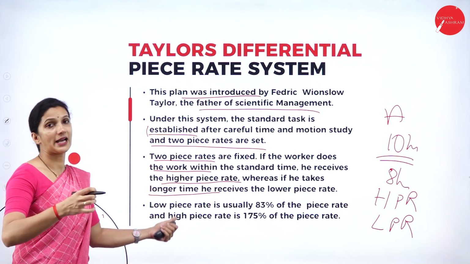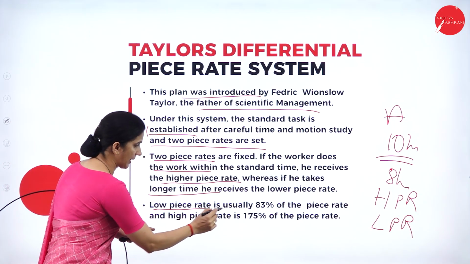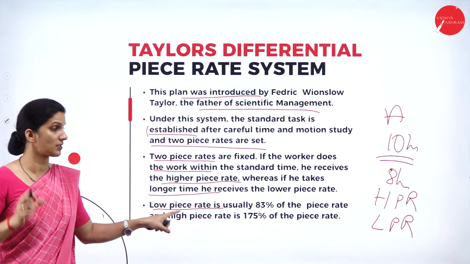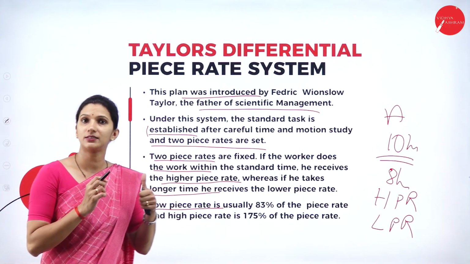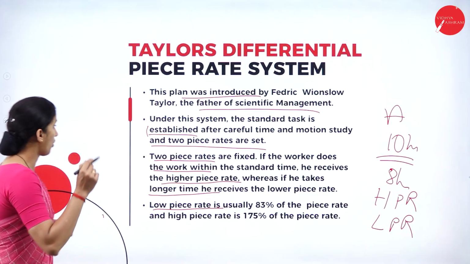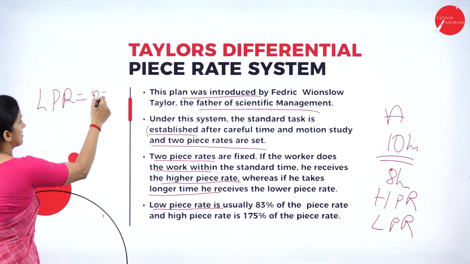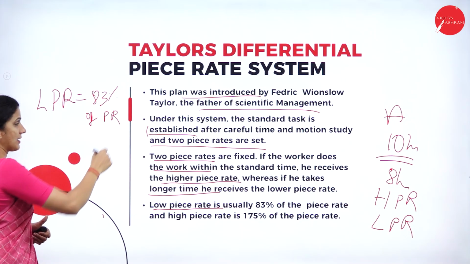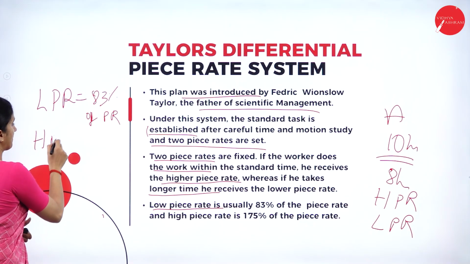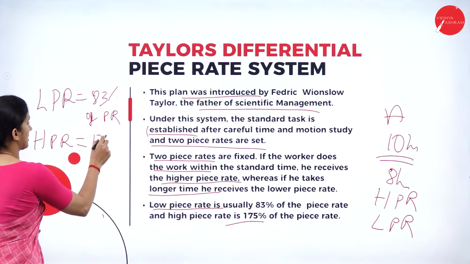So what are the high piece rate and low piece rate percentages? Here, the low piece rate is usually 83% of the piece rate. It is very important to calculate Taylor's differential piece rate system. So always your low piece rate is 83% of piece rate, and when it comes to the high piece rate, it is about 175%.